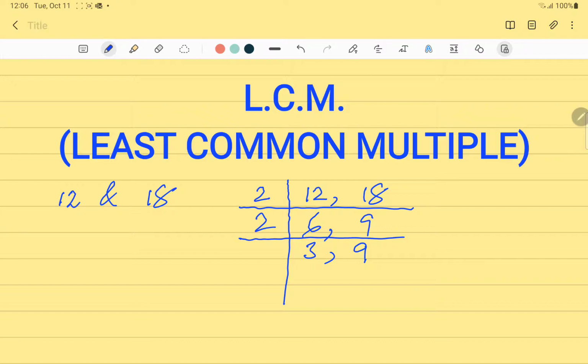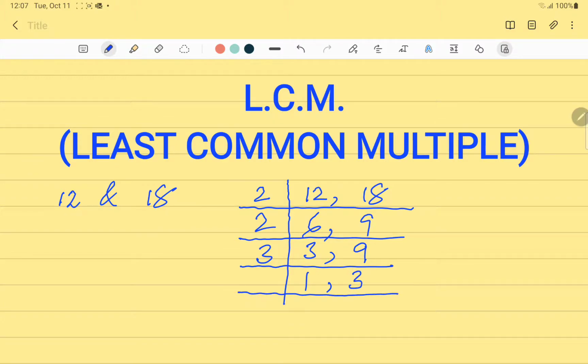Now our two numbers are 3 and 9, and we can see that none of these two numbers are divisible by 2. So we will move on to our next prime number, which is 3, and check if any of these numbers is divisible by 3. Yes, both are divisible by 3. So we will write 3 here and we will divide it. 3 1s are 3, 3 3s are 9.